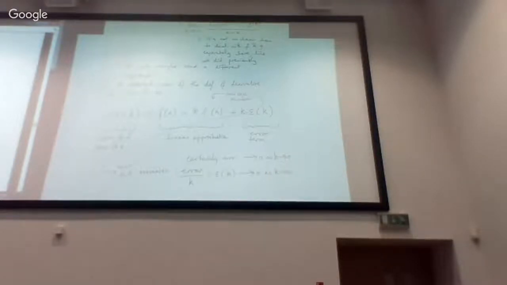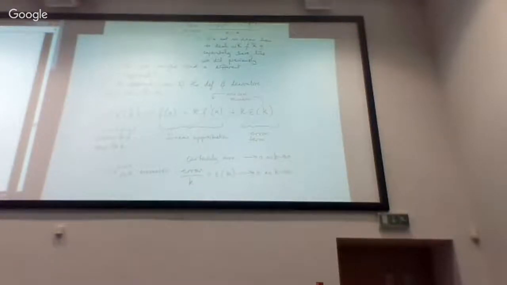This expression here, f of a plus k times f prime of a, which is exactly the linear approximation, is the equation of the tangent. Quite simple, it's the equation of the tangent. You recognize it as an equation of a line because it has the correct form.